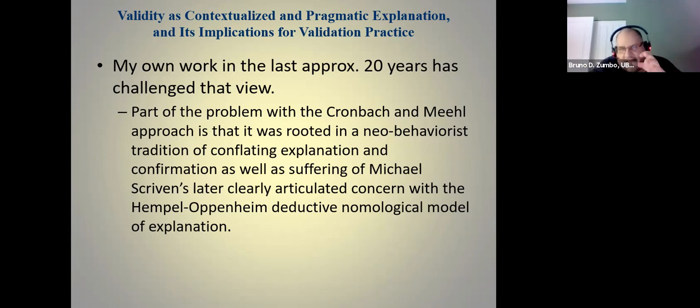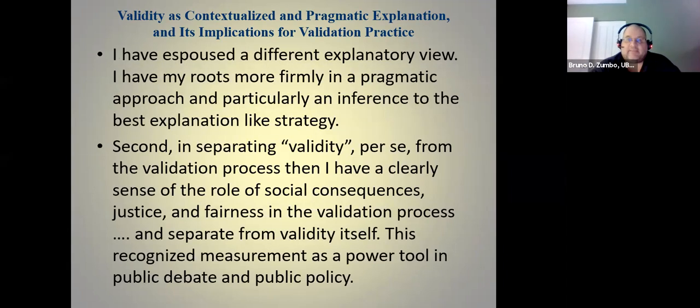So, it's conflating the tradition of confirmation and explanation. Plus, their notion is still within this, if you wish, post-positivist approach of deductive nomological sort of approach to it. Hempel-Oppenheim is classic in the philosophy of science when we think about explanation. I've espoused a different explanatory view. My roots are more firmly in a pragmatic approach, and particularly in an inference to the best explanation kind of strategy.